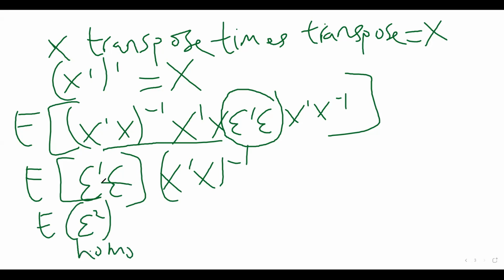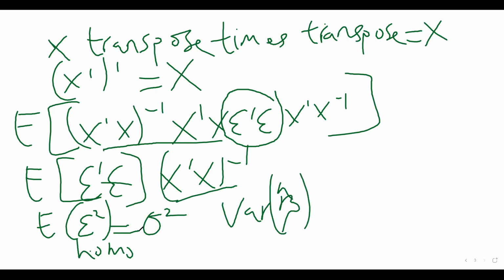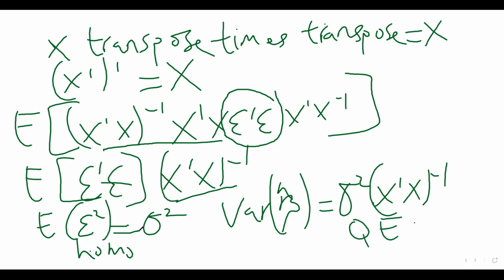And homoscedasticity is given by, forget about this one, because this one is a matrix that cannot be altered. This alone is equal to the variance, the homoscedastic assumption. And therefore, we can conclude that the variance of the beta cap is equal to sigma square x prime x to the power negative 1. And this is what is known as the variance covariance matrix. I can put quod erat demonstrandum to indicate that we have finished our derivation.